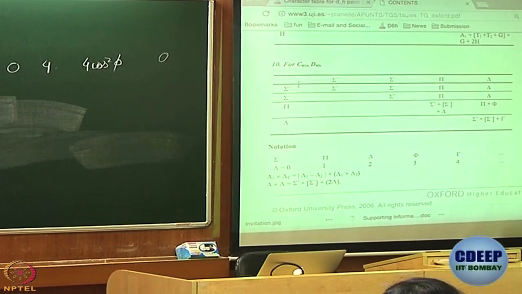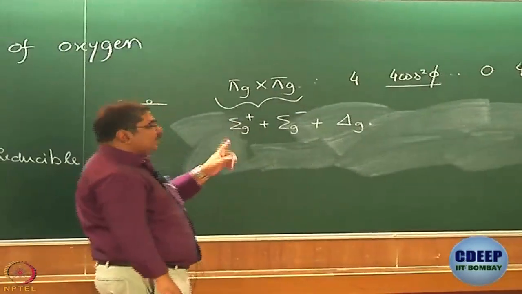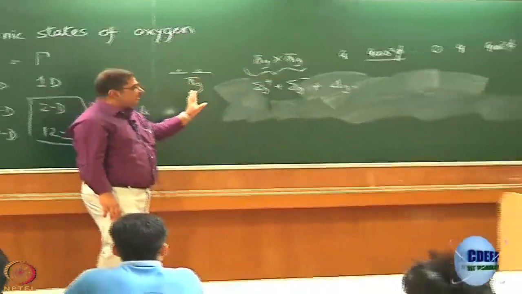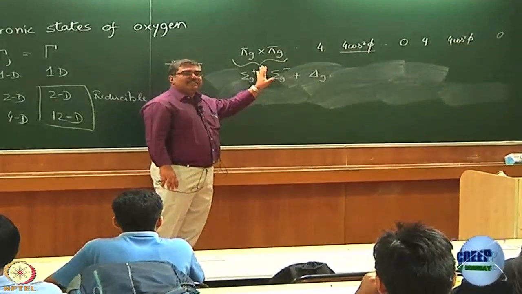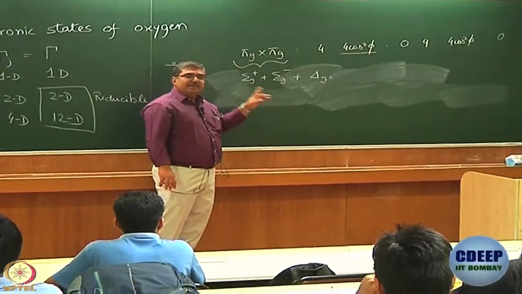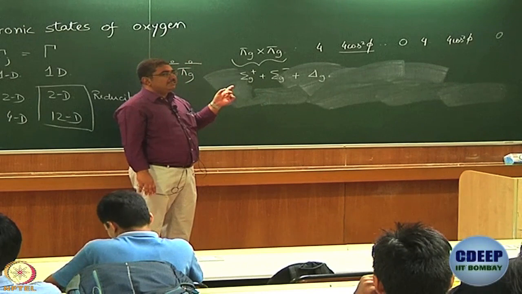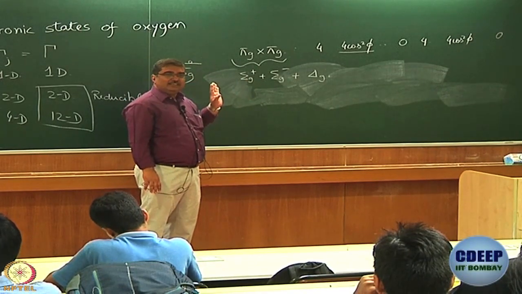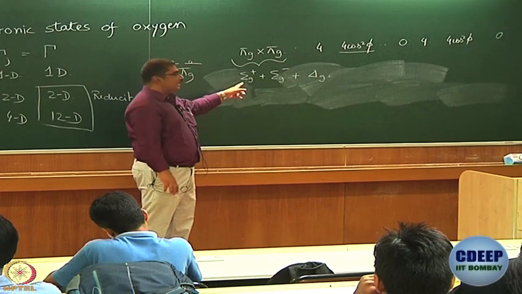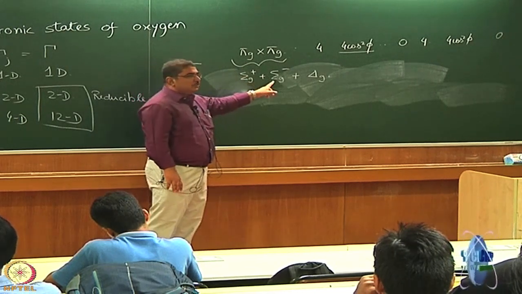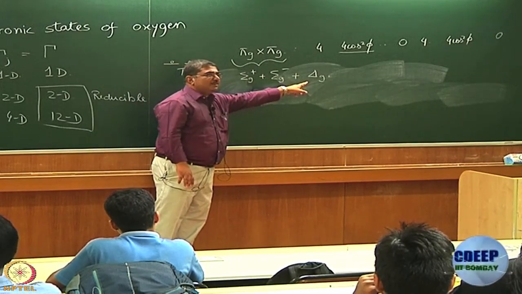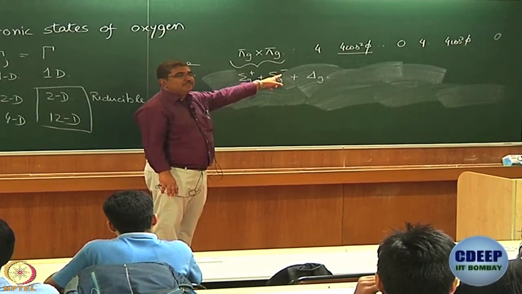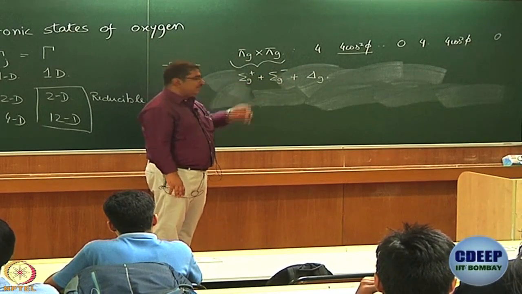What have we determined so far? We are working with oxygen. Oxygen has 2 electrons in the degenerate pi g orbitals. We have worked out the symmetries of the states that are generated by taking a direct product of the symmetries of these two, pi g and pi g. Okay? 3 kinds of states are generated. How many states is this? This is 1, this is 2, and this, how many? Delta g gives you how many states? 1, 2, 3, 4 in total. Delta is a 2-dimensional representation.